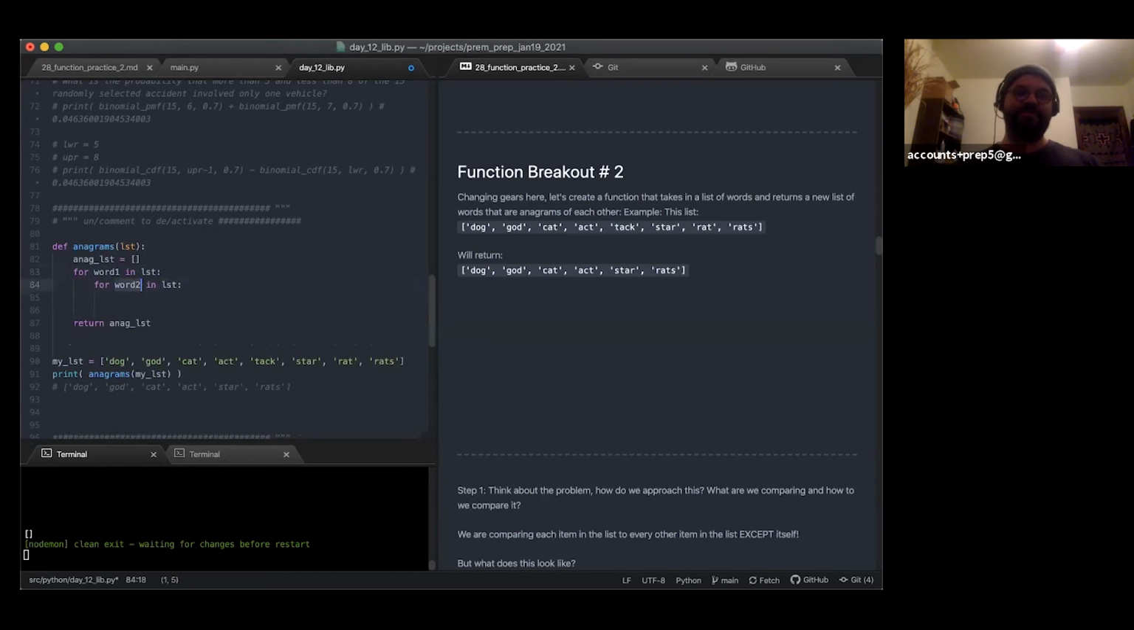But what can we do now that we have word 1 and word 2? We need to compare them. So how might we start doing that? And also, we could think about it like this. What are the terms of the comparison, right? We know one thing is they can't be the same, right? So word 1 and word 2 can't be the same word. So they can't be equal. So what else?